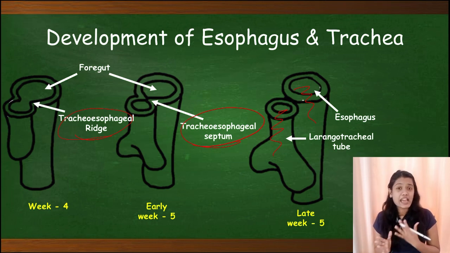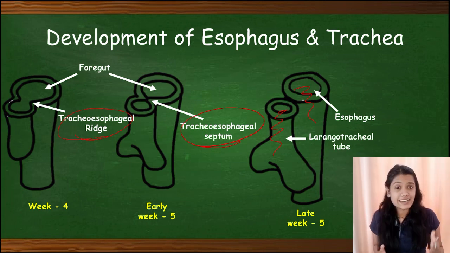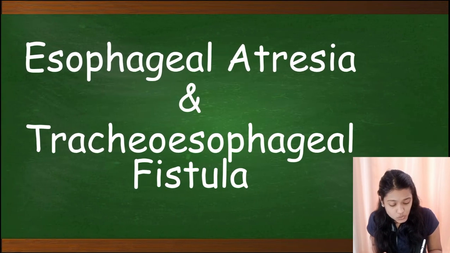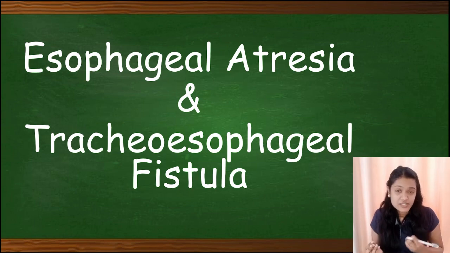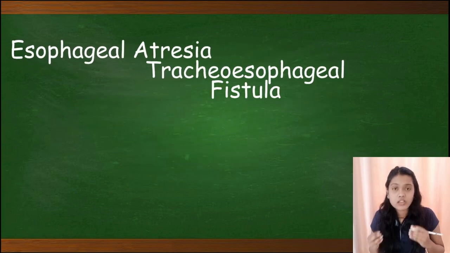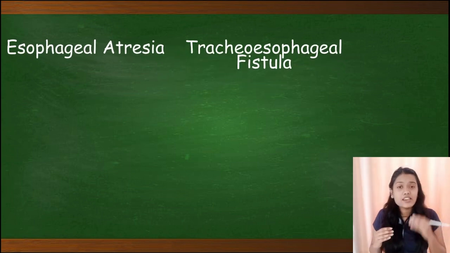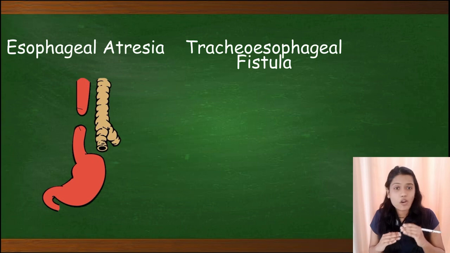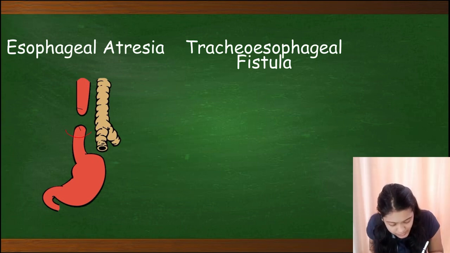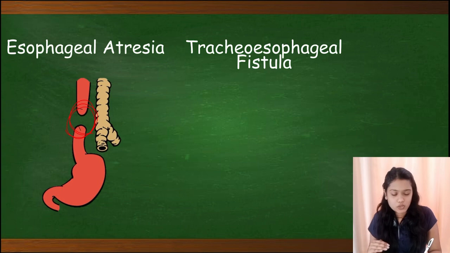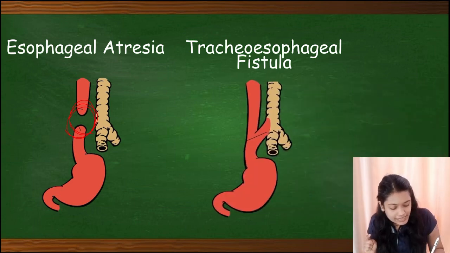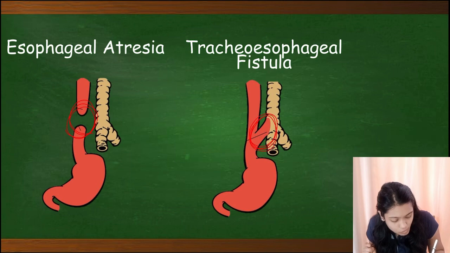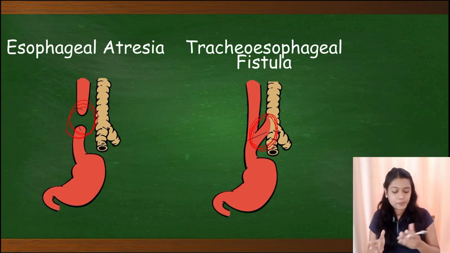But if there is any defect in this developmental process, it can lead to abnormalities like esophageal atresia and tracheoesophageal fistula. Let's compare the difference between them. Esophageal atresia is when the upper esophagus and lower esophagus are not connected. Here you can see there is a gap between the upper and lower esophagus, and this is called esophageal atresia. Whereas in tracheoesophageal fistula, fistula means abnormal connection, so there is an abnormal connection between the esophagus and trachea.